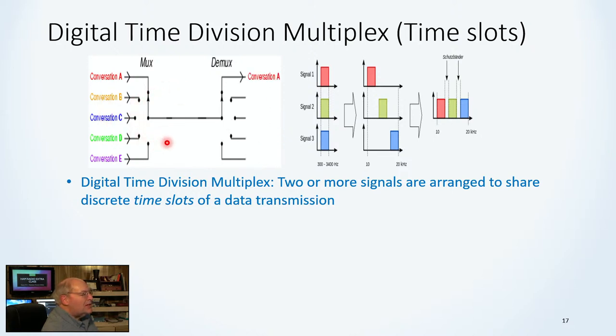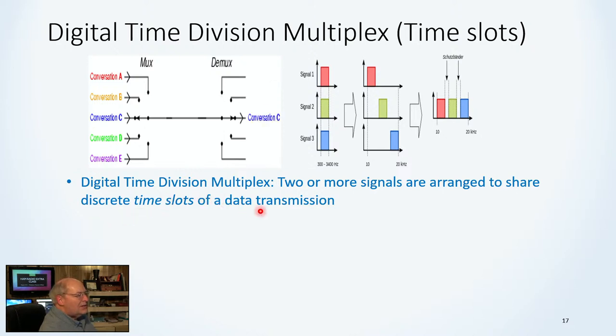We're rapidly switching. So I'm going to be talking to somebody here, and Gary's going to be talking to somebody else over here, and George is going to be talking to somebody over here. And we are switching these so quickly that everybody on the demux side, where we're demultiplexing them, will think that nothing unusual is happening. But what's really happening is we're switching quickly between all of these so that we can support, in this case, five conversations over one channel, over one transmitted signal.